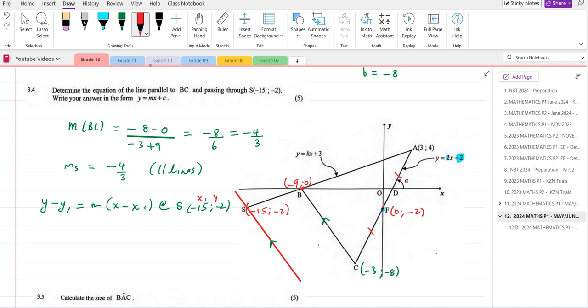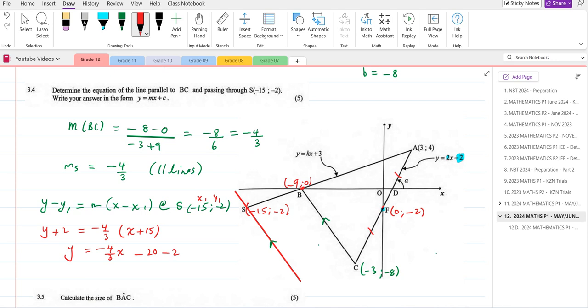That's x1, that's y1. Put it here. So y plus 2, m is negative 4 over 3, x plus 15. Now open up this entire equation because we want it in the form y equals mx plus c. So y equals minus 4 over 3x, minus 4 times 15. 3 and 15 can cancel out 5 times. 5 times minus 4 is minus 20 and minus 2.